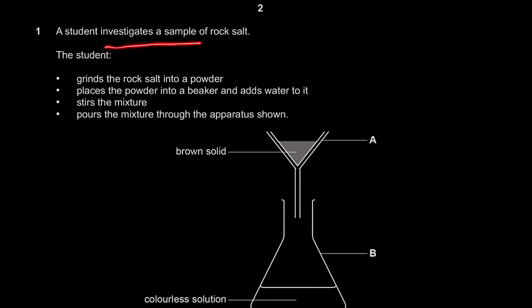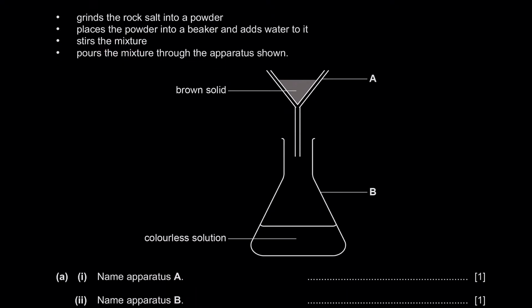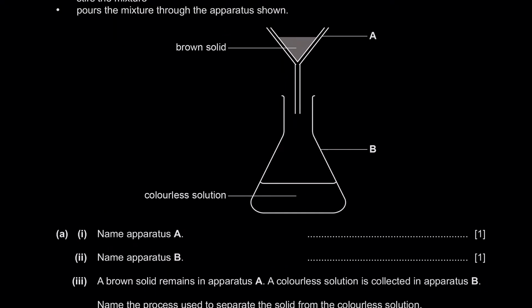Okay, a student investigates a sample of rock salt. The student grinds the rock salt into a powder, places the powder into a beaker and adds water to it, stirs the mixture, and pours the mixture through the apparatus shown. So he's trying to filter it. Okay, name A and name B. What do you guys think?